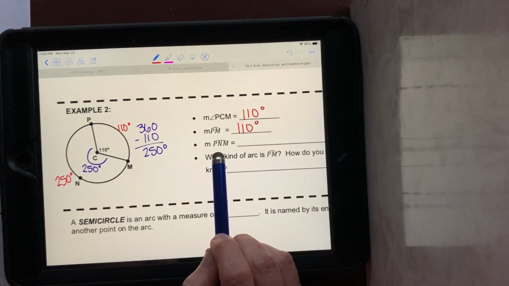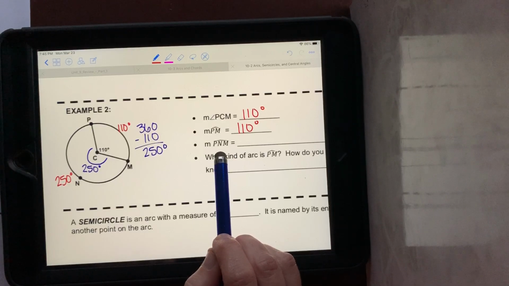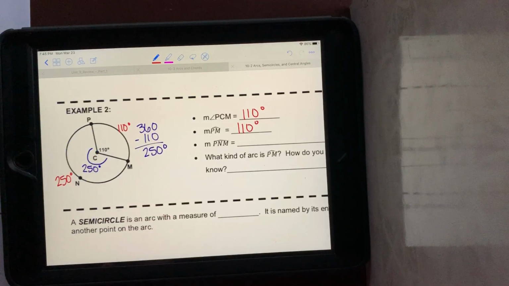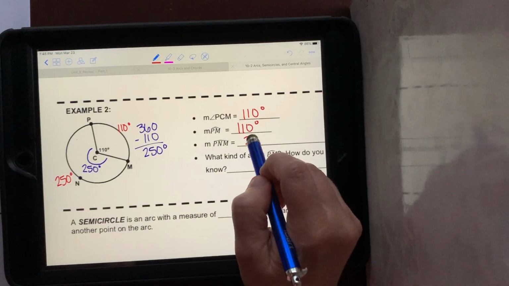3 letters here, we know that that's going to be a major arc, so greater than 180 degrees. We can connect P and M, and again, we already have that labeled, so we can say that that's 250 degrees.